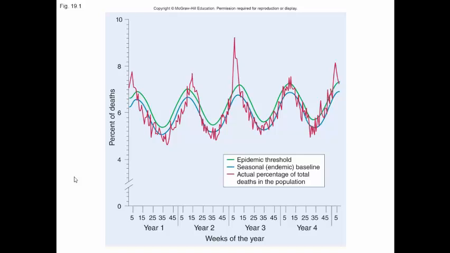By the way, what you're seeing here is epidemic thresholds, and basically the incidence of pneumonia and influenza deaths, the percentage of the deaths over several years. At the bottom, the x-axis, they look at the weeks. And what you always see is a seasonality of occurrence, and the actual percentage of total deaths in the population. So what you'll see is that some diseases, some outbreaks, are always connected to a particular time of year. Others are fairly consistent throughout the year.